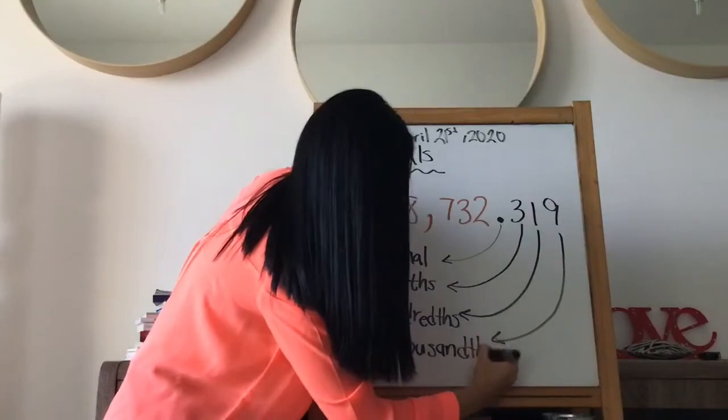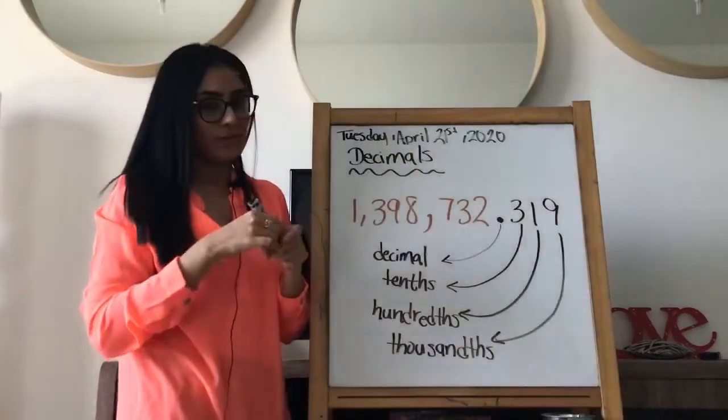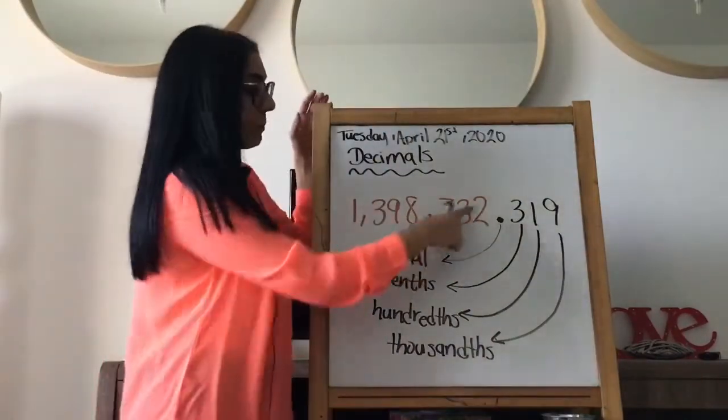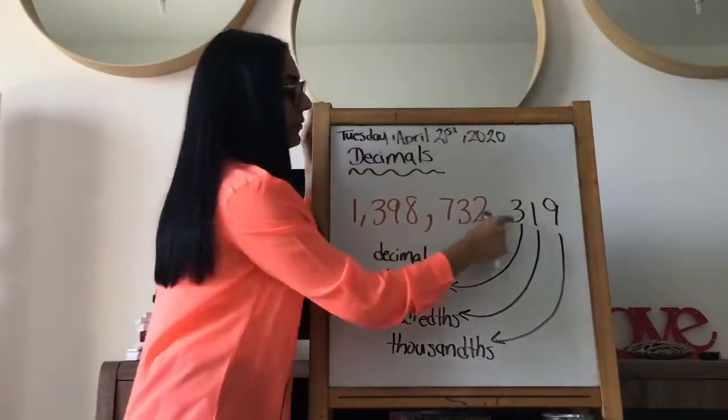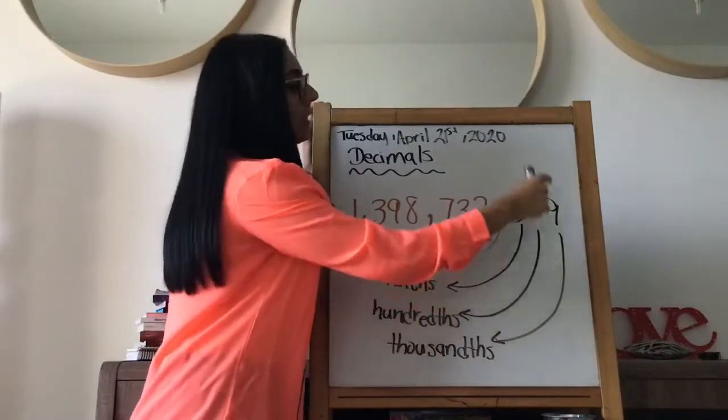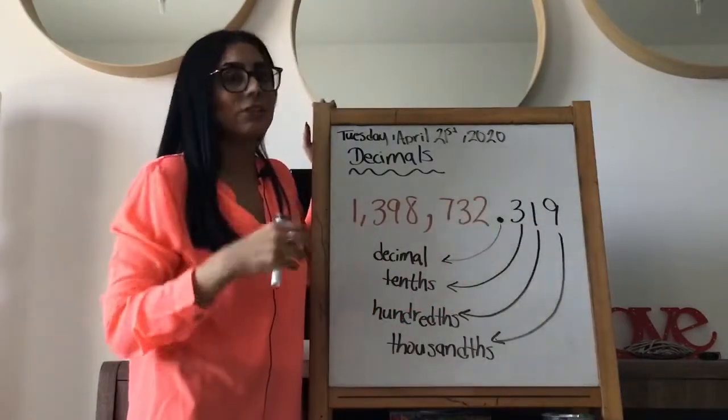Thousands. Okay? You need to know this, or remember this. You need to know the place values, because nothing from today will make sense if you don't remember the place values. This is tenths, hundredths, thousands. That needs to be memorized, just like by now.